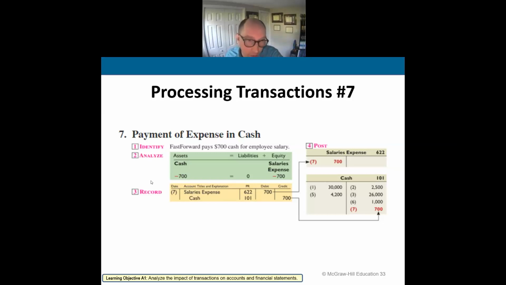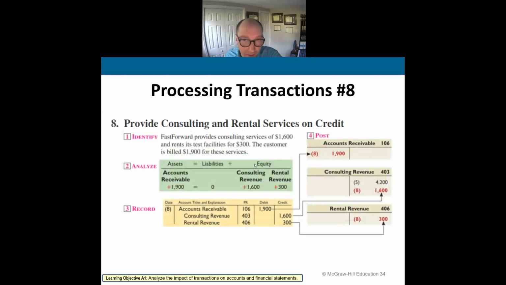Here's another example. We're paying for an expense using cash. This example looks like we're paying an employee using cash. In this case, we're just debiting the expense and crediting cash. That happens once in a while. Sometimes if it's a cash-based business, they don't accrue things. So they just record the expense and pay the cash out. That's an example of that.